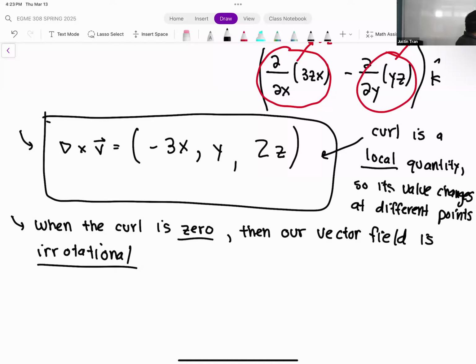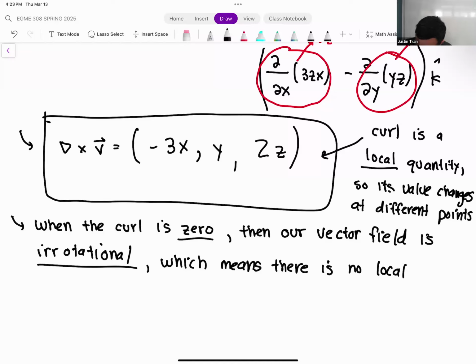But if you look at this result here, there is a location where the curl is equal to 0. If you evaluate this curl at the origin, then you would have 0, 0, 0. What that means is that if your vector field is irrotational at that location, then there's going to be no local rotation that occurs. Spinning is a little bit casual.